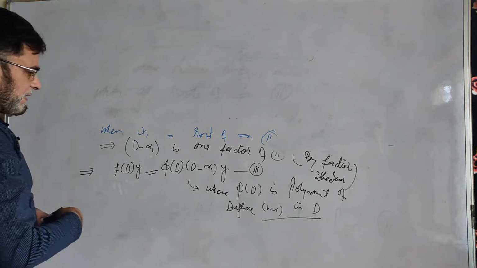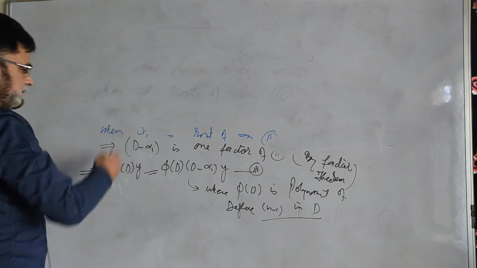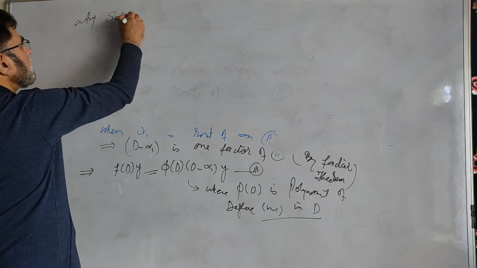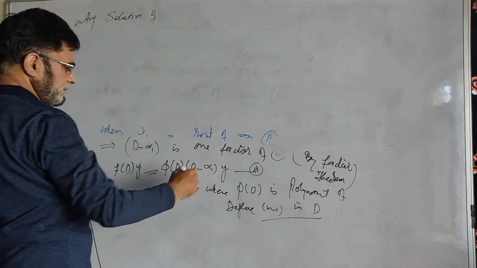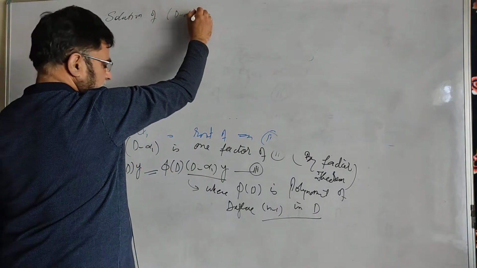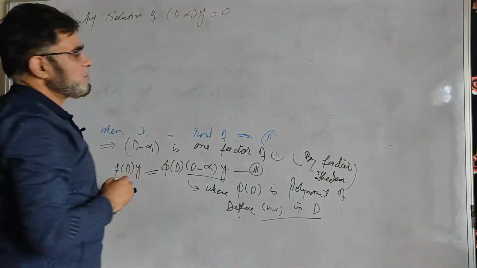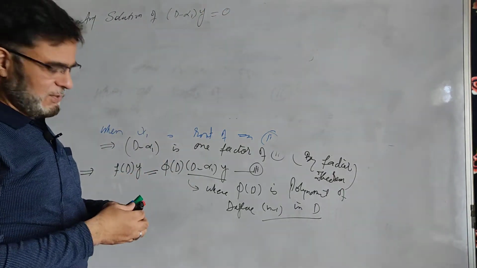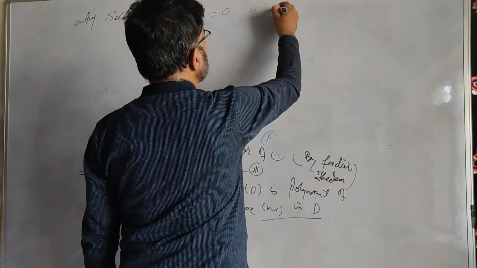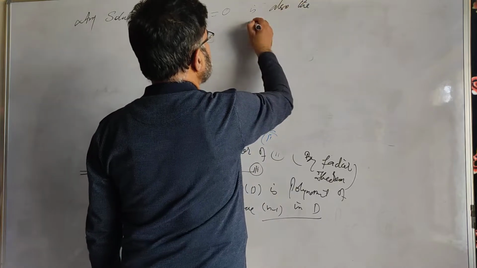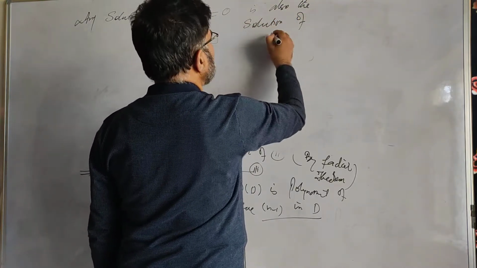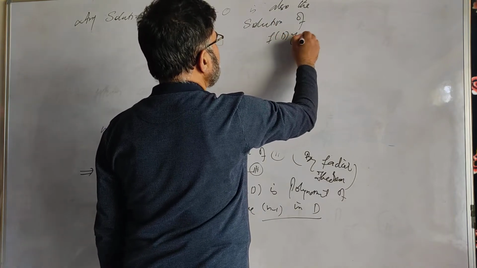Now the fact is here, any solution of this part, D minus alpha 1 into y is equal to 0. If you solve this, D minus alpha 1 into y is equal to 0, any solution of this is also a solution of f of D y is equal to 0.